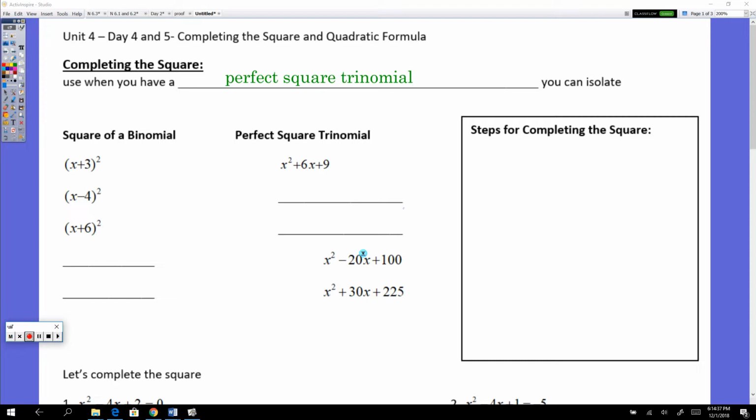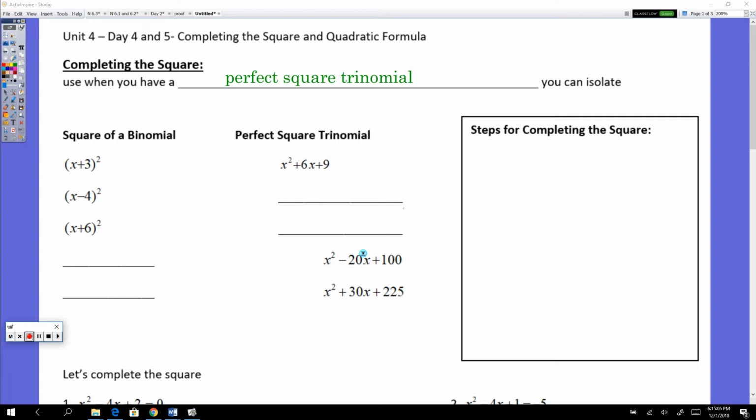Sorry I couldn't be there today, but today I'm going to go through the notes with you on this video here. So today we're going to be talking about completing the square and the quadratic formula. Completing the square, something new, quadratic formula, hopefully something you've seen and done before. We're going to talk about this method called completing the square, which we're going to use when we have a perfect square trinomial. It's something that we can isolate, and we turn that into what is called the square of a binomial.